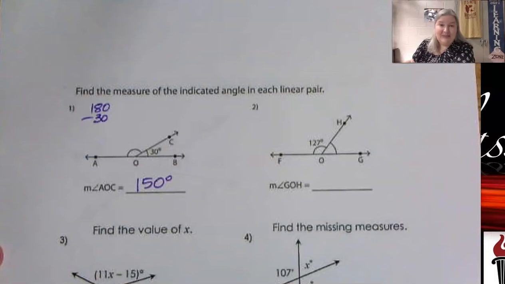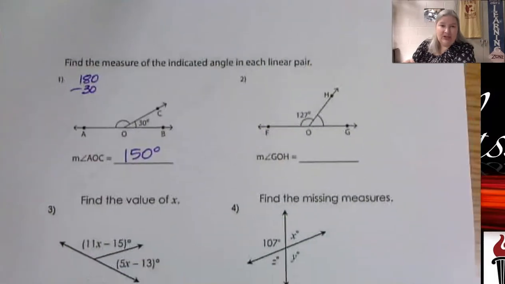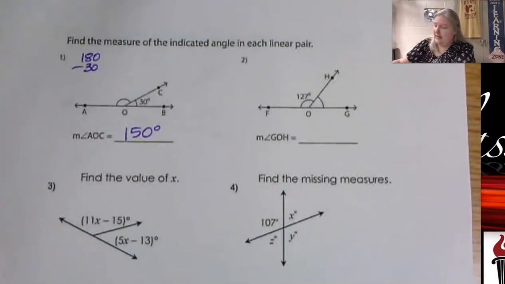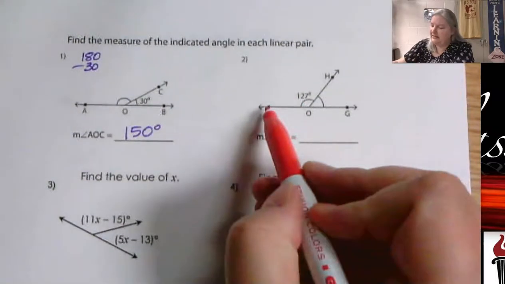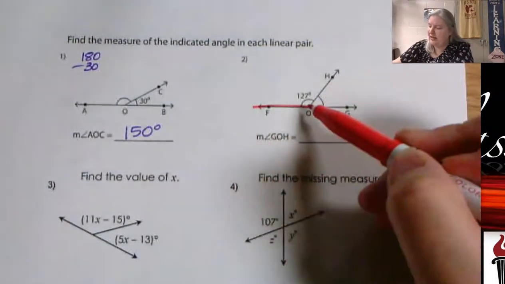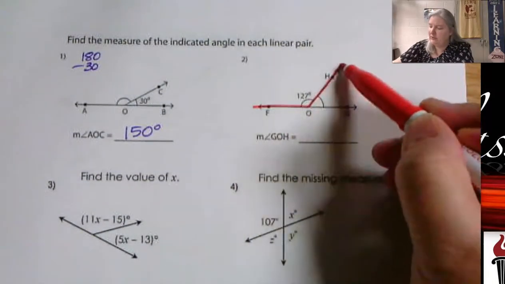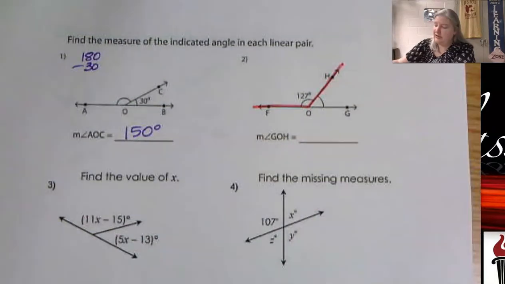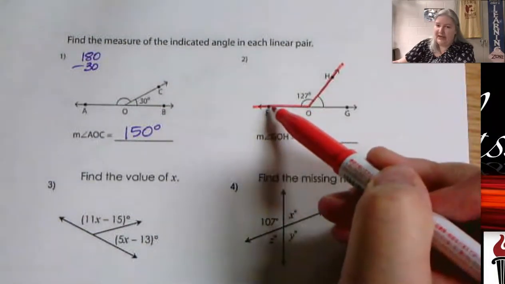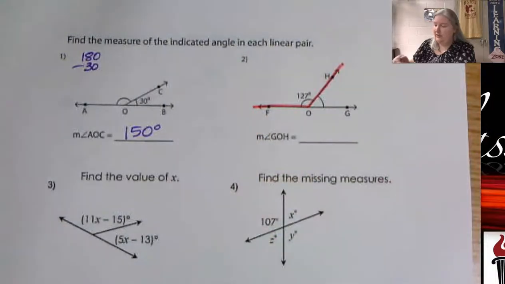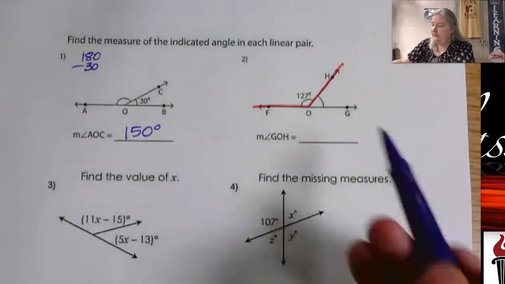Same thing happened. Angle FOH. And if you're having trouble with three-letter angle names, it's not a bad idea to draw it out and trace it. So F to O to H. We could have come from the other direction, H to O to F. So that's angle FOH, and it's 127.